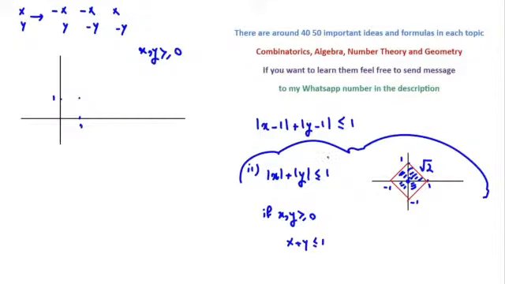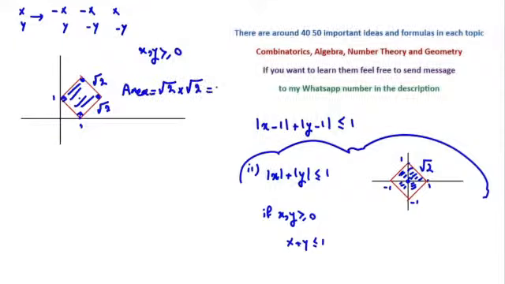Okay, you should shift this 1 unit to the right, 1 unit up. Now what will it be? It will be this graph. If I draw something like this, again it will be a square with side length root 2, and the area here is what? Root 2 times root 2, which will be 2.